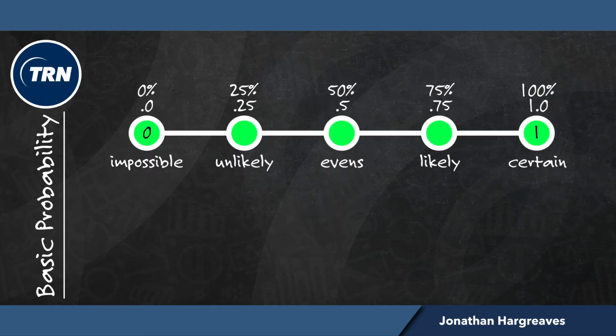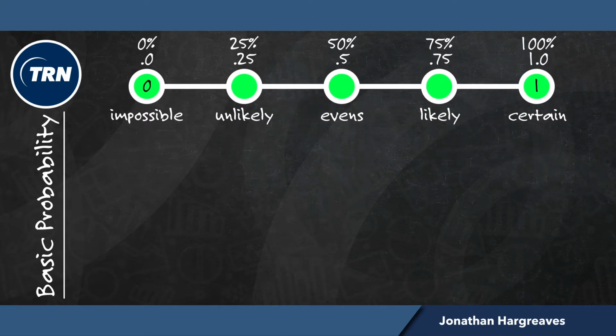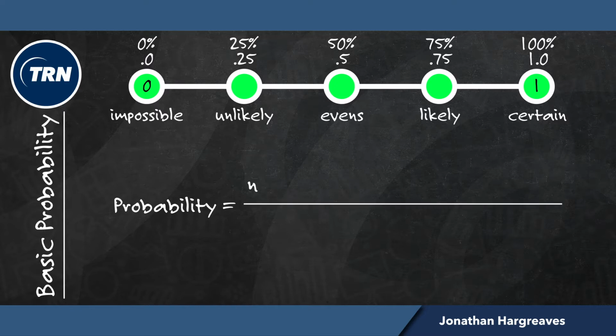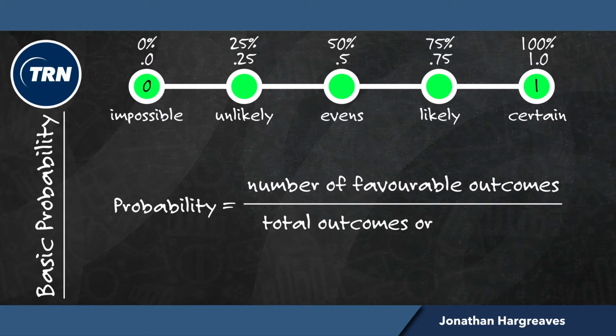So how do we measure probability? Well, there is an equation. So let's have a look at that equation. Probability equals, on our top line, the number of favourable outcomes. And on our bottom line, it's the total outcomes or possibilities. In order to demonstrate this, we need to look at examples.